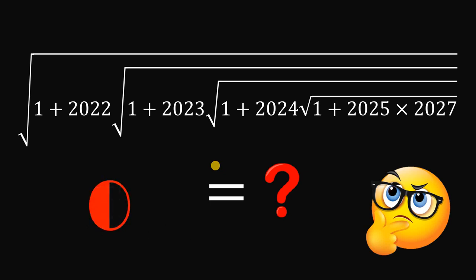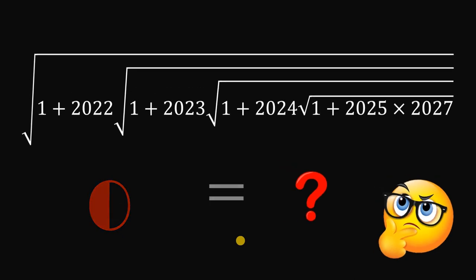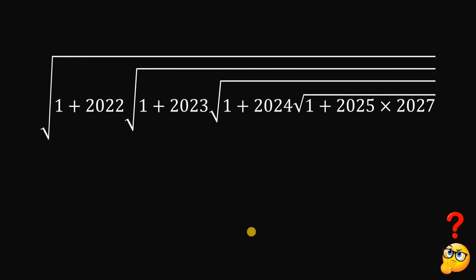And now, let's answer this question together. Alright, so our goal here is to evaluate this expression: square root of 1 plus 2022 times square root of 1 plus 2023 times square root of 1 plus 2024 times square root of 1 plus 2025 times 2027. Now, before we start our solution, take note that this expression must be greater than 0, or we cannot get a number that is less than 0 or a negative number.